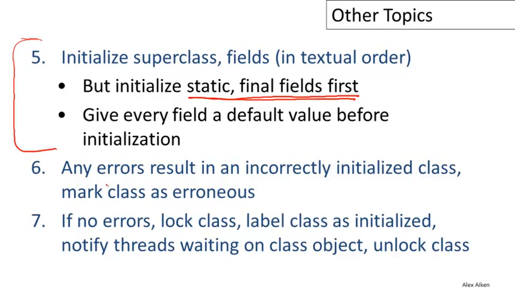Now, if there's an error during initialization, so some part of the initialization throws an exception, then we're going to mark the class as erroneous. We're going to mark this class as no good and can't be used, and that's the best that we can do. So if there's an exception during initialization, we just have to give up on that class, and it gets a special mark on it saying that it's erroneous.